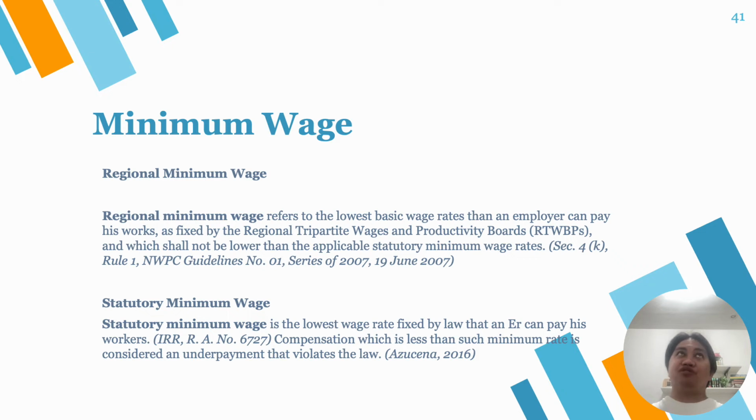And then each region will have a regional minimum wage adjusted based on inflation and the cost of living, in recognition of the uneven cost of living in each region of the country. So the National Capital Region could be more expensive, so they would have a higher minimum wage than, say, other cities or other parts of the country.